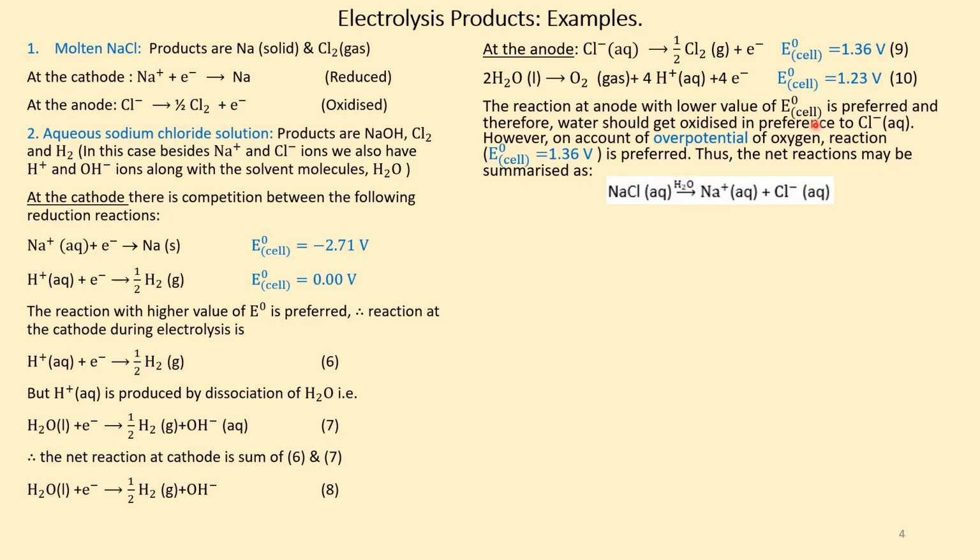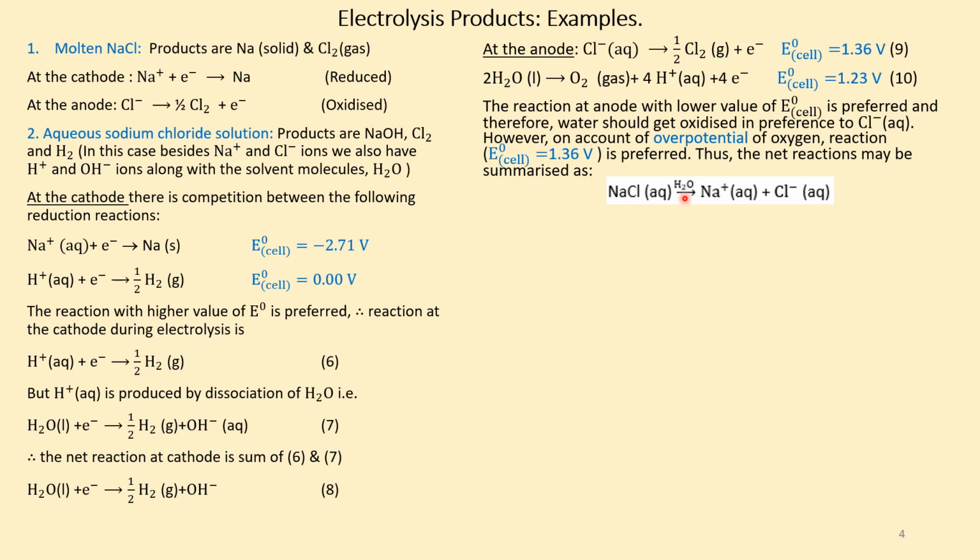For the reactions at the anode given by equations 9 and 10, of the two, the lower value is generally preferred, that is, E naught equal to 1.23. And therefore, water should get oxidized in preference to Cl-. But on account of the overpotential of oxygen, the reaction with 1.36 volts, that is, E naught cell, equation number 9, is preferred. Thus, the net reactions may be summarized as follows.